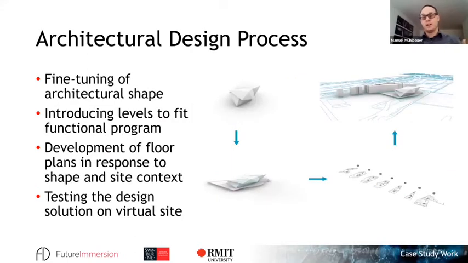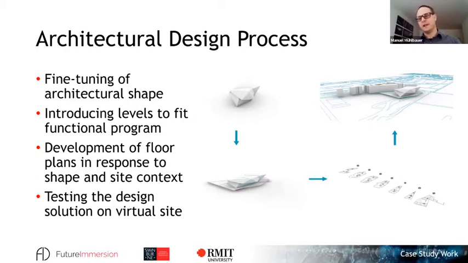Moving on in the architectural design process, the architect started fine-tuning the architectural shapes from an architectural aesthetic position, which is always formal on the one side, and also thinking about the implications that a perception of the shape might have.